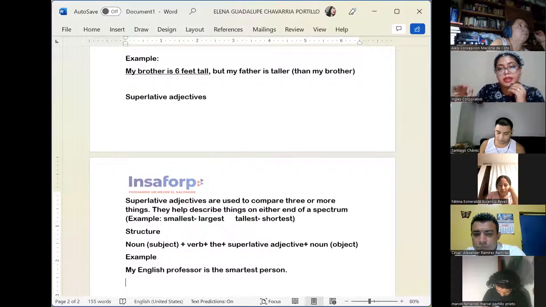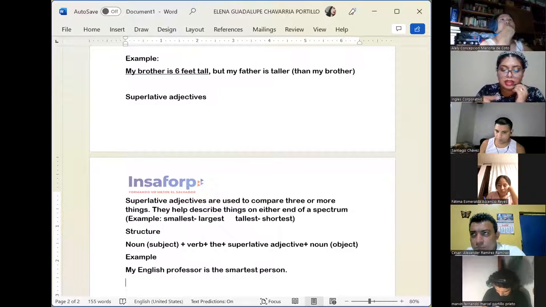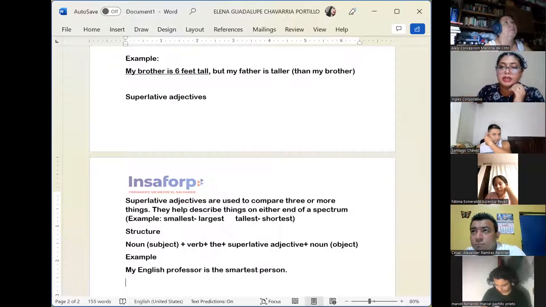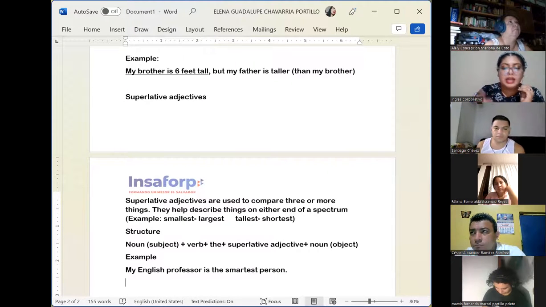And in some cases, it is not necessary to have the object as in the comparative sentence. In this case, it is not necessary to add all that information. And we have another example. We took an exam in class today. That is the information that I am giving to you. And I scored the highest.